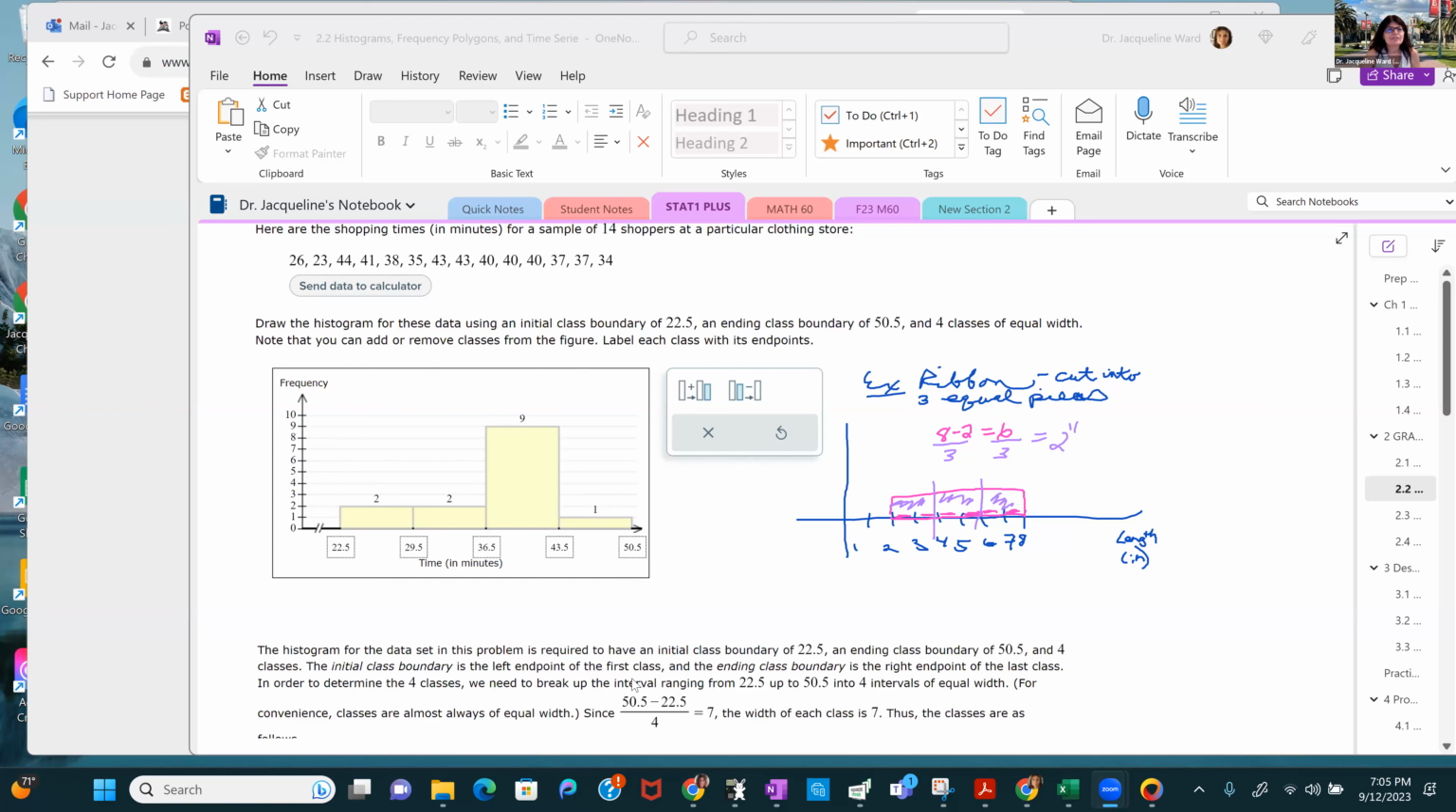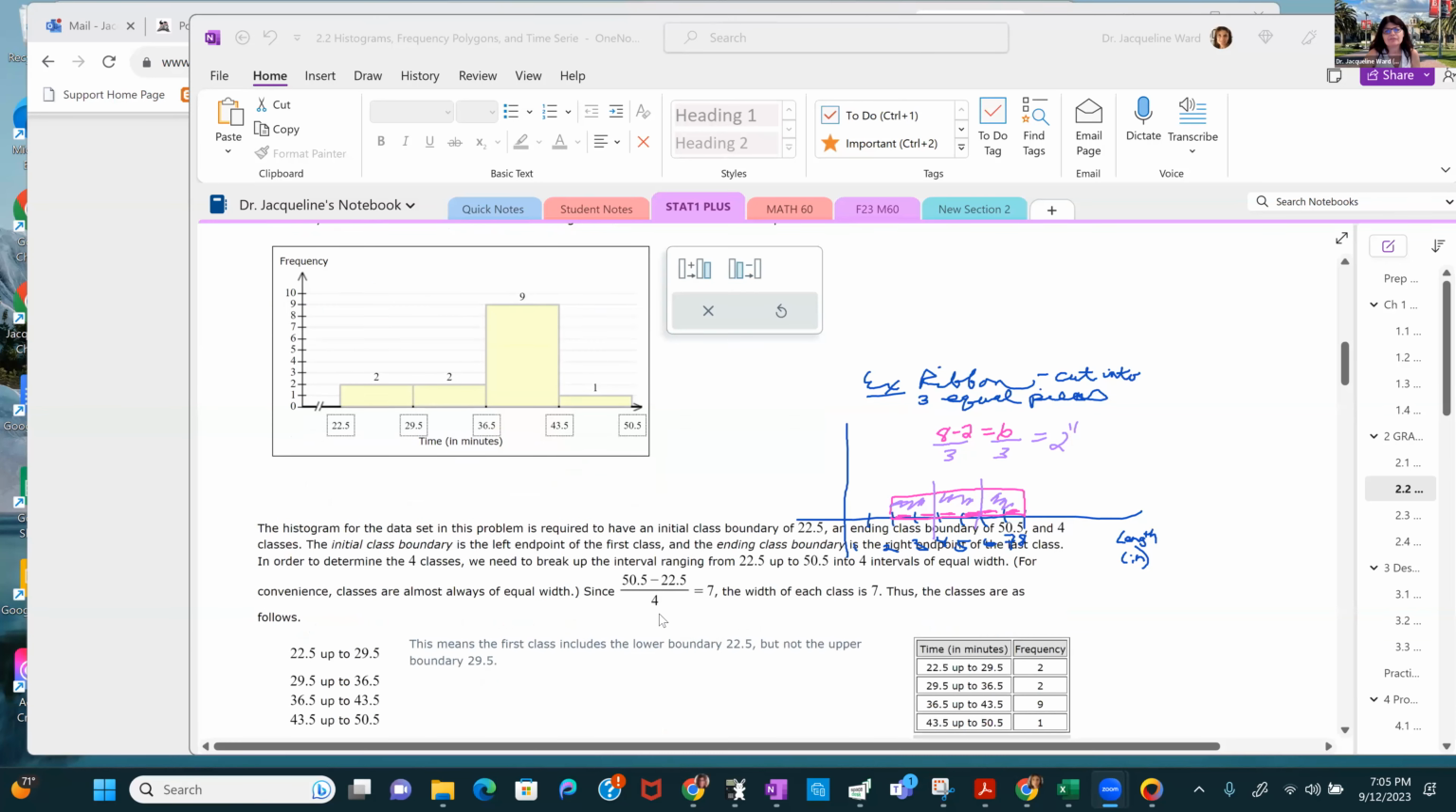50 and a half minus 22 and a half. So that's 28 inches, say. And you're going to divide it into four equally sized pieces, so you get 7. And yeah, we're going to do a bunch of examples in Alex.